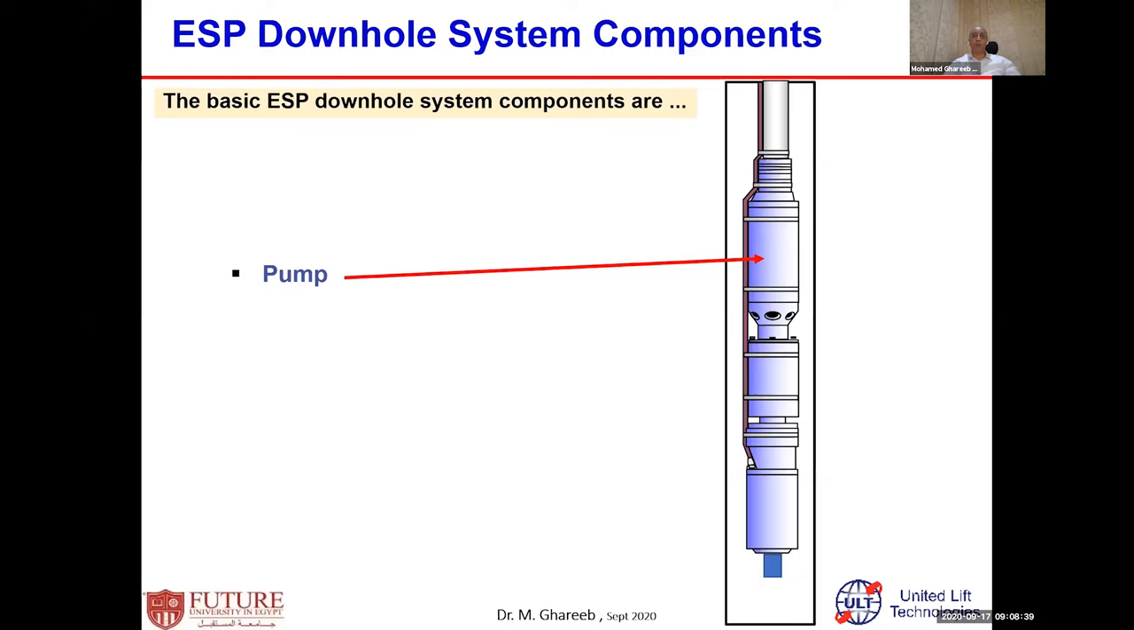The second item here is the intake: how the fluid enters the pump. We said there are different types of intake, different types of pump, and different pump geometry inside the pump, with impellers as a stage, and diffusers, depending on the application, the fluid condition around the pump, volumes, and so on. The intake can be very simple, like a hole like this, just small holes which allow fluids to enter the pump.